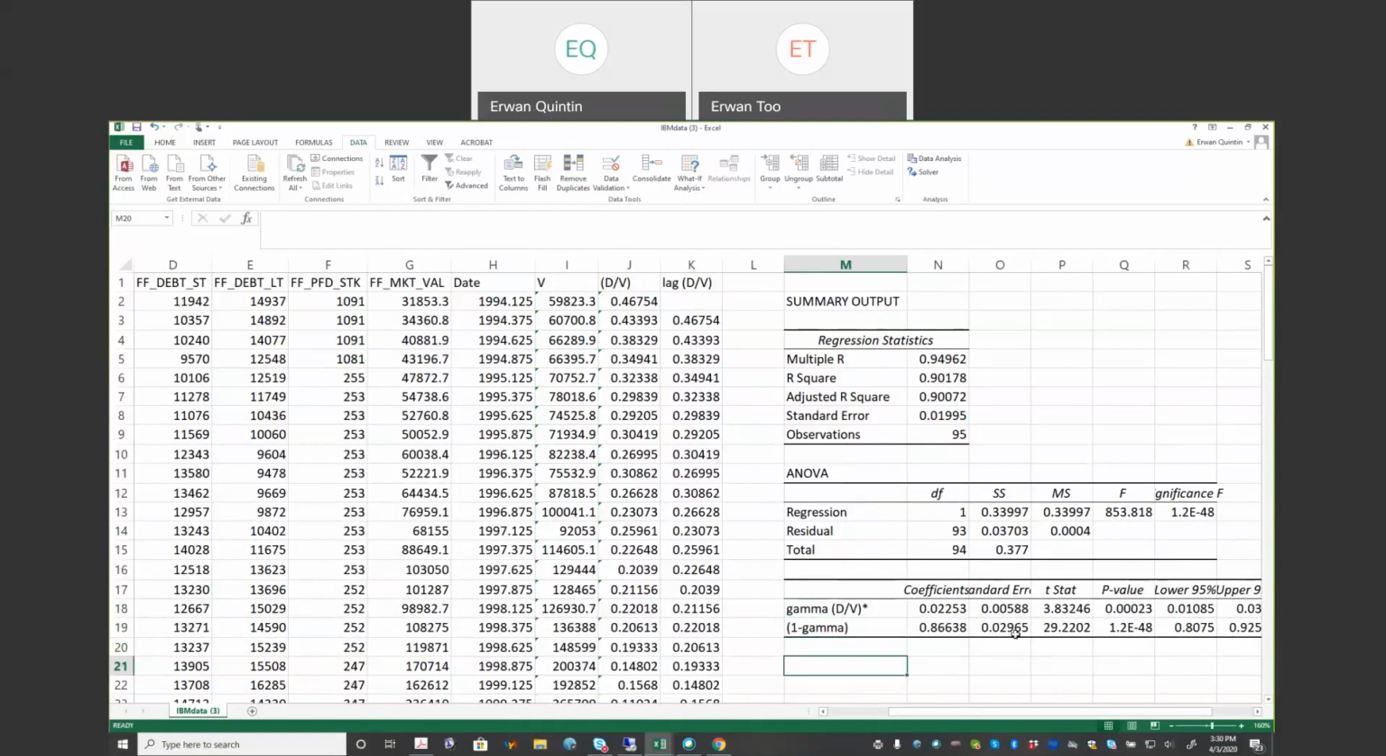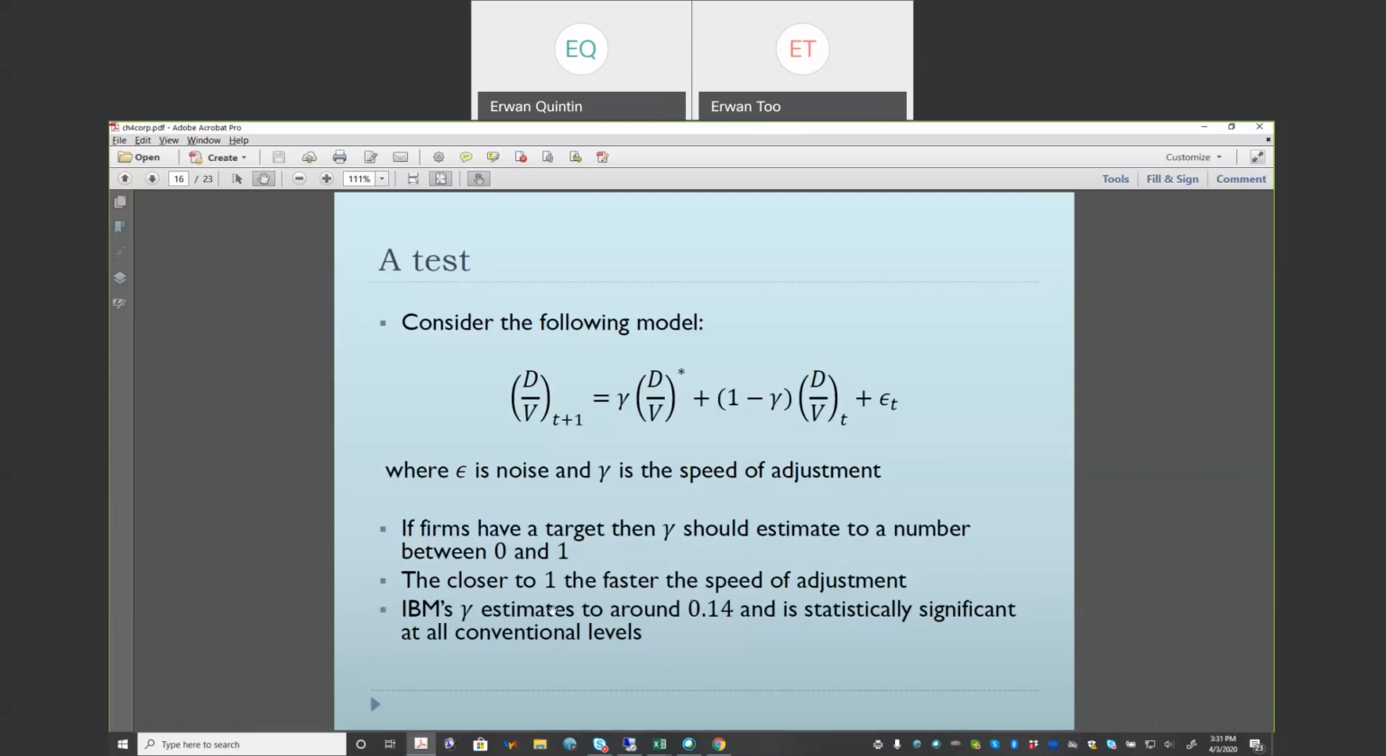So now I've estimated 1 minus gamma, which is telling me that if 1 minus gamma is equal to 0.86, gamma is equal to 1 minus 0.86, which is around 13%. I think my slide here says that IBM's gamma estimates to 14%. So somehow we must be using slightly different data. It doesn't matter. It's 13%, not 14%.